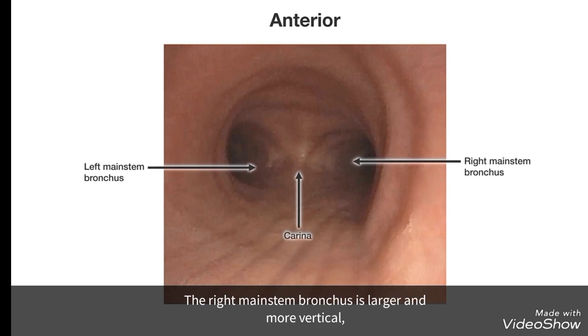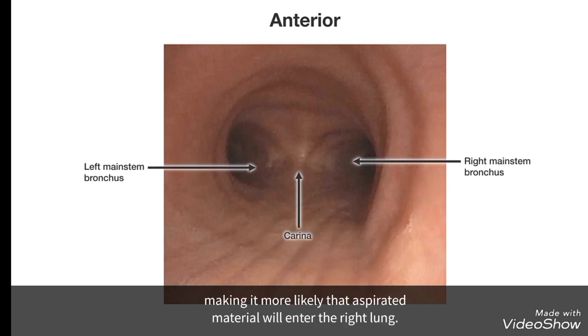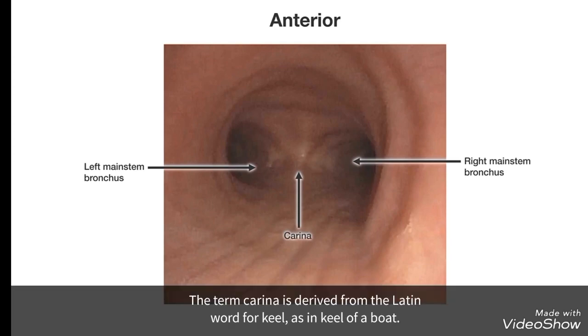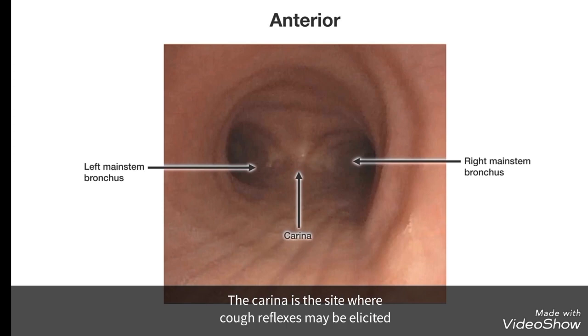The right mainstem bronchus is larger and more vertical, making it more likely that aspirated material will enter the right lung. We indicate the position of the carina. The term carina is derived from the Latin word for keel, as in keel of a boat. The carina is the site where cough reflexes may be elicited in order to prevent material from entering the lungs.